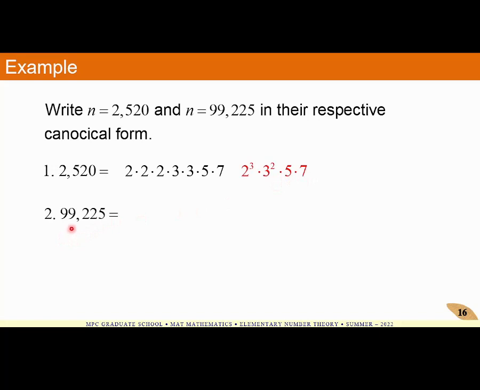For number 2, we have 99,225. The factors are 3 times 3 times 3 times 3 times 5 times 5 times 7 times 7. Or simply, 3^4 times 5^2 times 7^2.